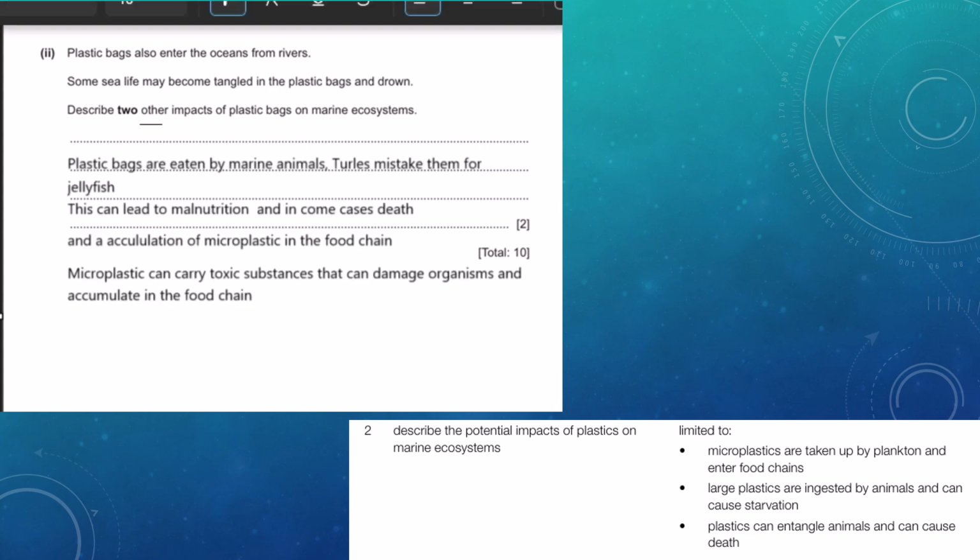I've gone with that plastic bags are eaten by marine animals. And then I go in, turtles mistake them for jellyfish. This can lead to malnutrition and in some cases death, and an accumulation of microplastic in the food chain. Microplastic can carry toxic substances that can damage organisms and accumulate in the food chain. I think this should be enough to get the 2 points.